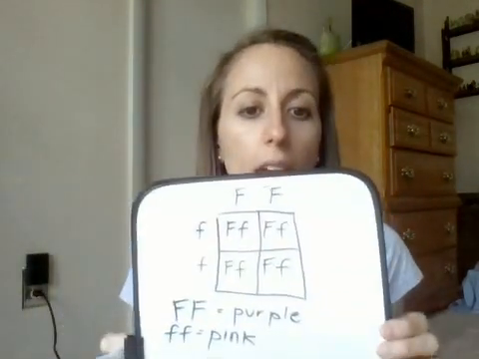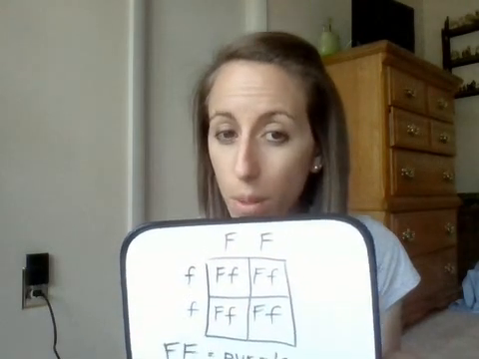So, that is how you do a Punnett square. It's pretty straightforward, pretty simple.